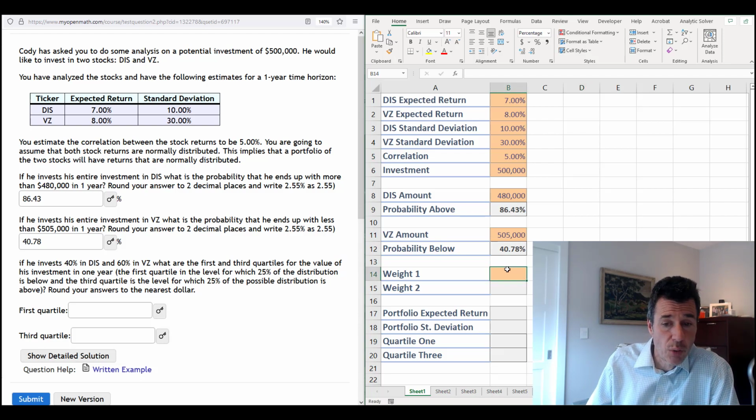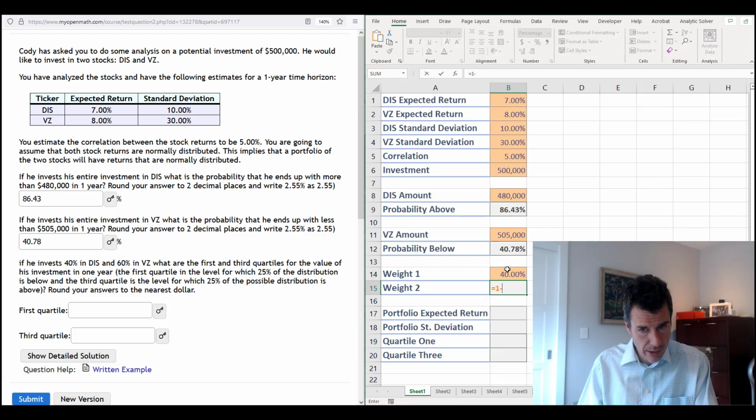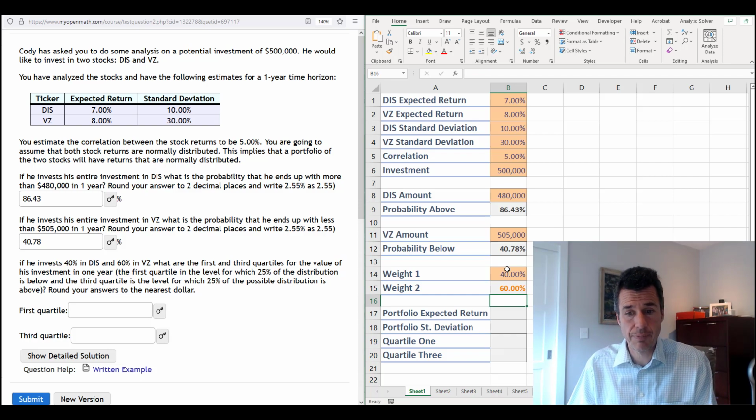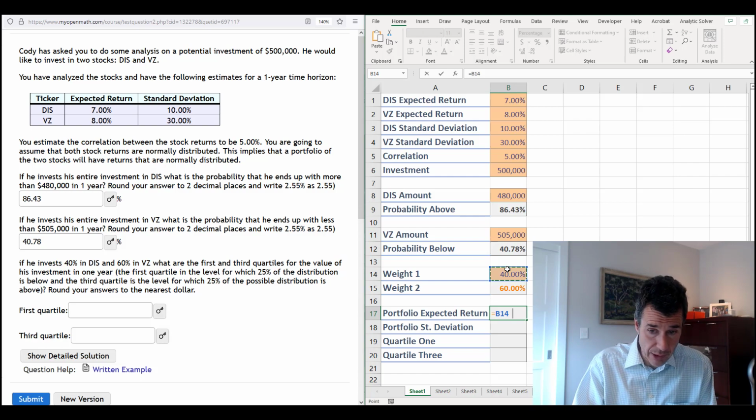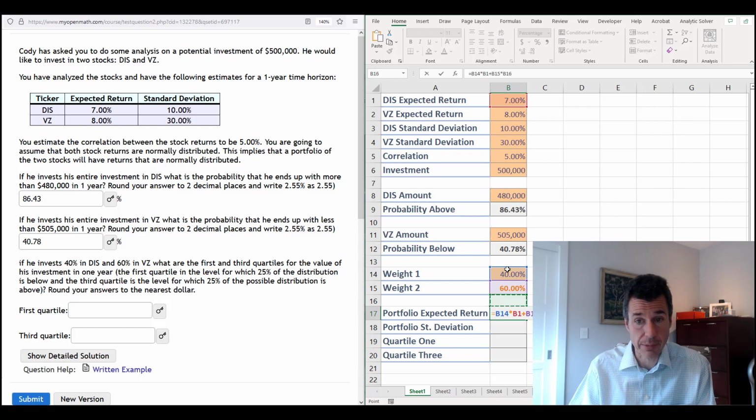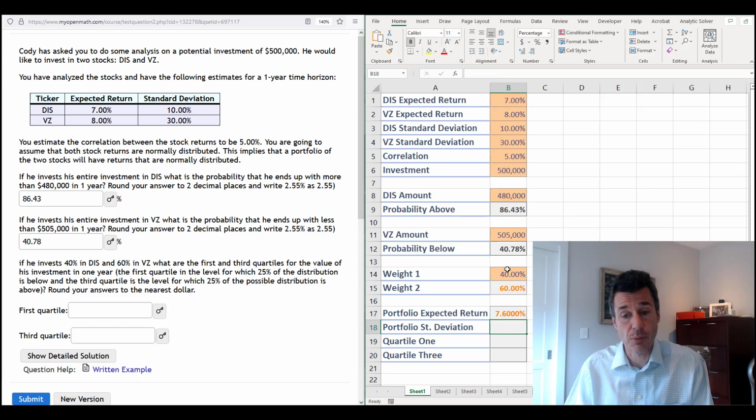Okay, so the last part, we're going to divide up this money. We're going to put 40% of it into Disney, 60% in Verizon. So it's 40% in Disney, 1 minus 40% in Verizon. We want to find our quartiles. We're going to use norm.inv because our portfolio is normally distributed, but we need the expected return and standard deviation of returns. The expected return is simply weight 1 times expected return 1 plus weight 2 times expected return 2. We expect to make 7.6%.